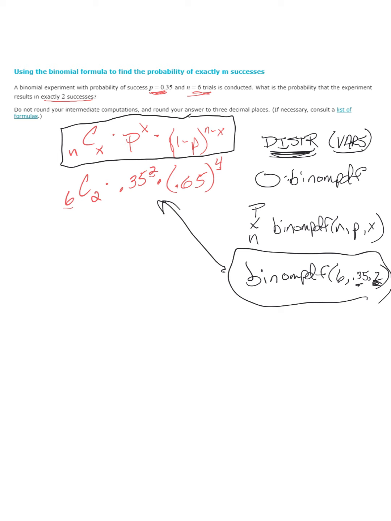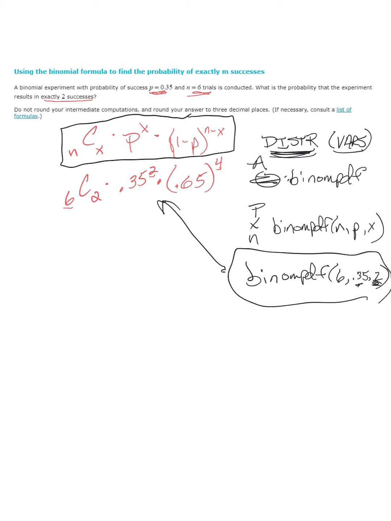I think, there it is. Oops. So actually, on this newer calculator, you have to go all the way down to A to get binomial PDF. So anyway, I'm going to click on that one.